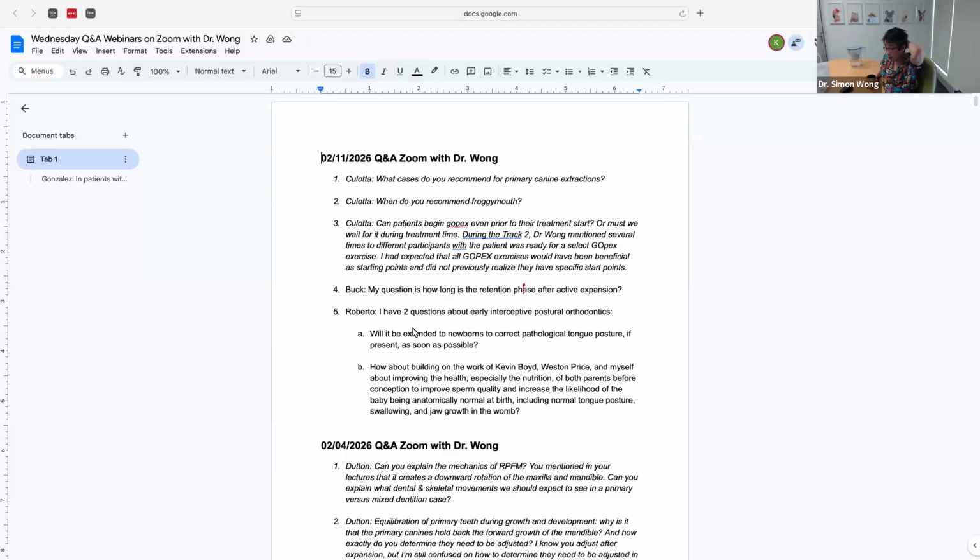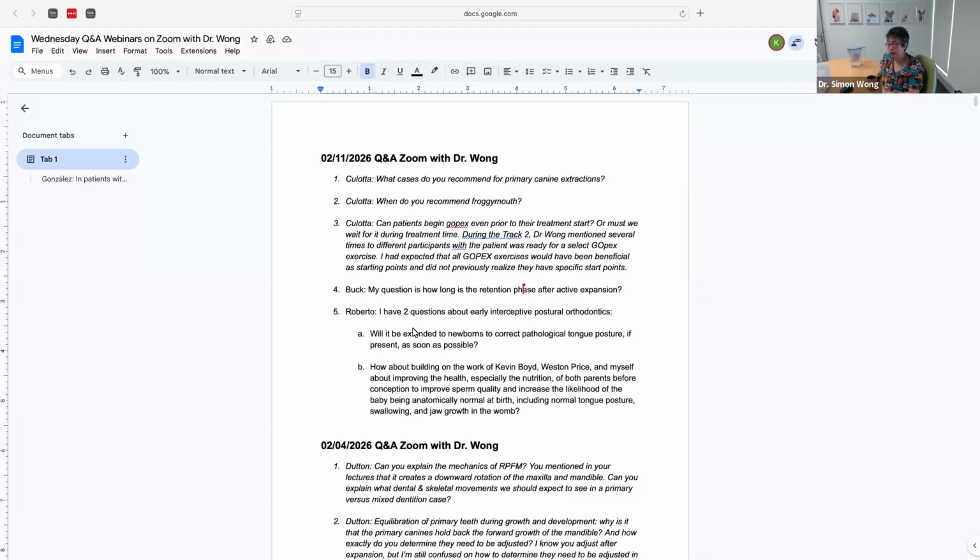Okay, next are two questions about early interceptive postural orthodontics. First question is, will it be extended to newborns to correct pathological tongue posture if present as soon as possible? So postural orthodontics is, by definition, correcting oral posture during orthodontic treatment. So orthodontic treatment does require teeth because that's the correction process.